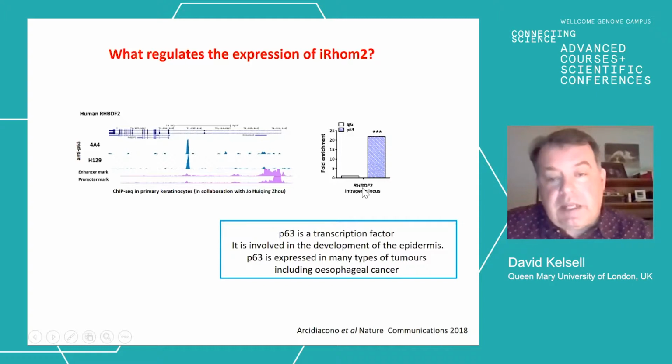So again, just want to reiterate, P63 is a key transcription factor in the skin. It seems to be involved in the development of the epidermis, but it's also expressed in many tumours, and of relevance to TOC, is also associated with esophageal cancer.